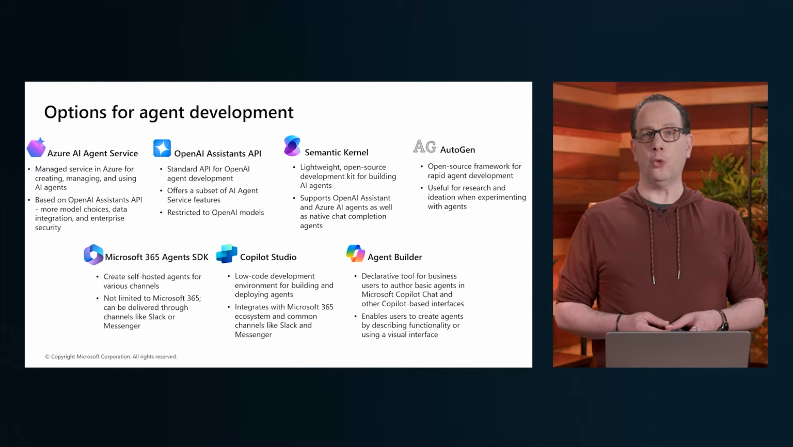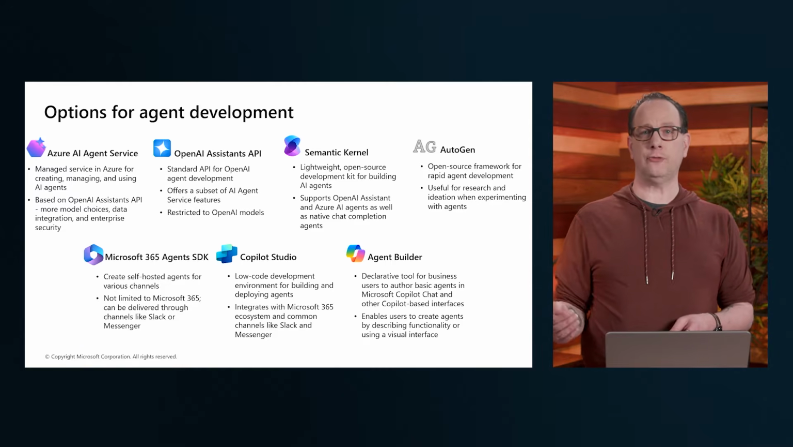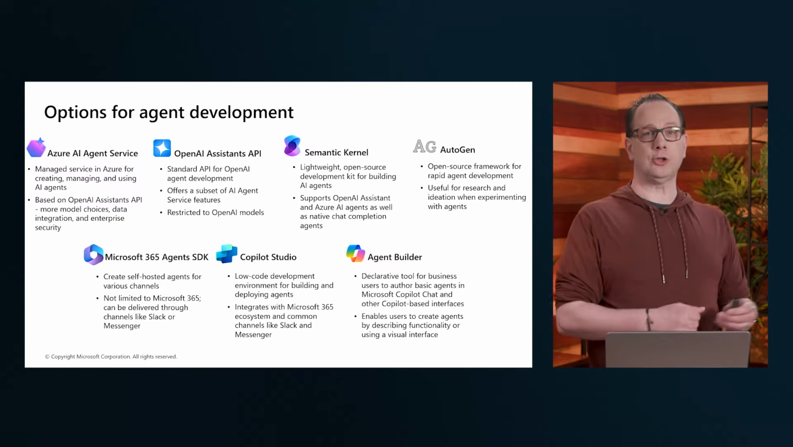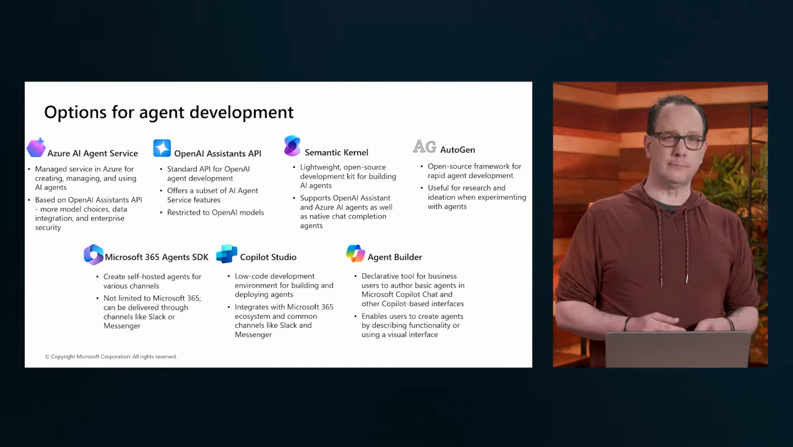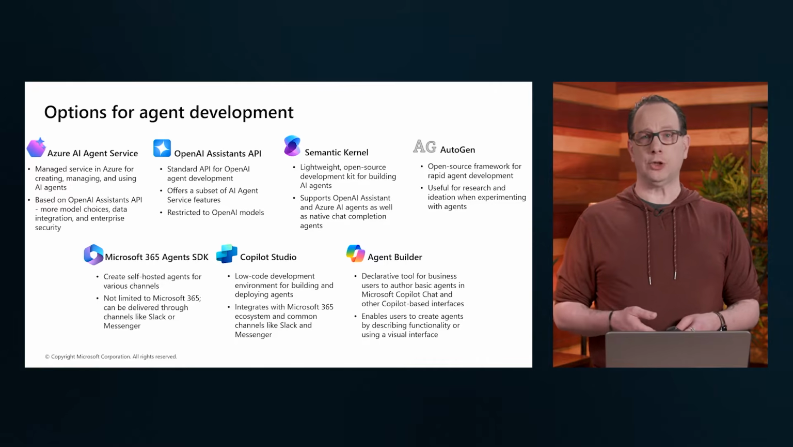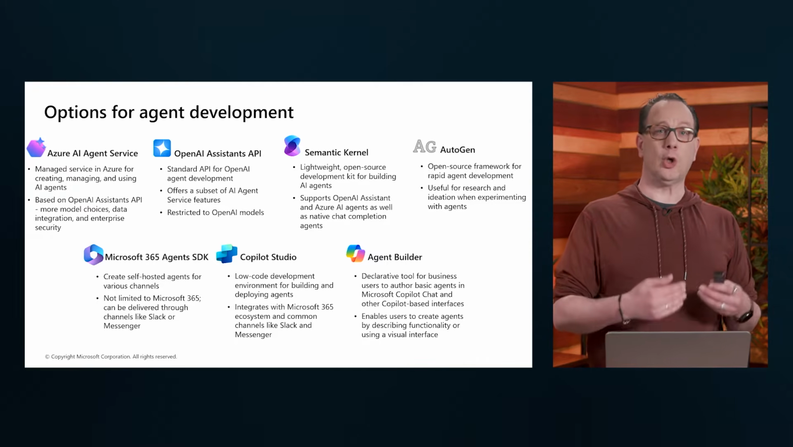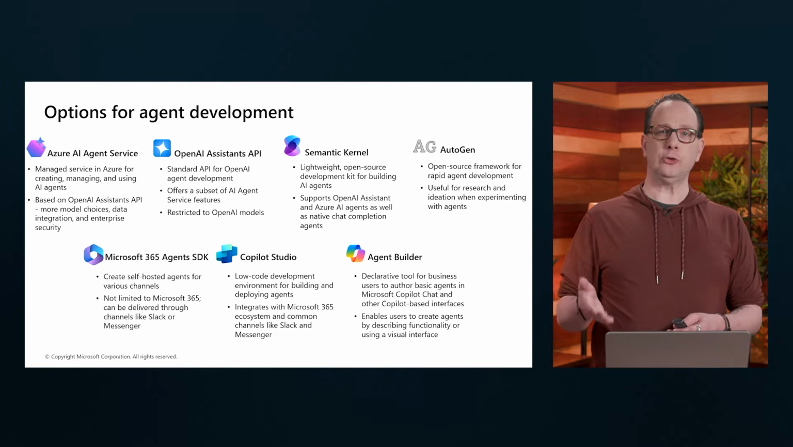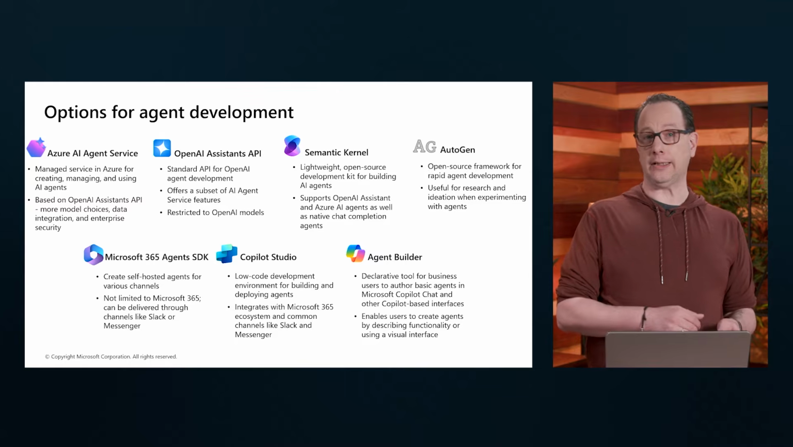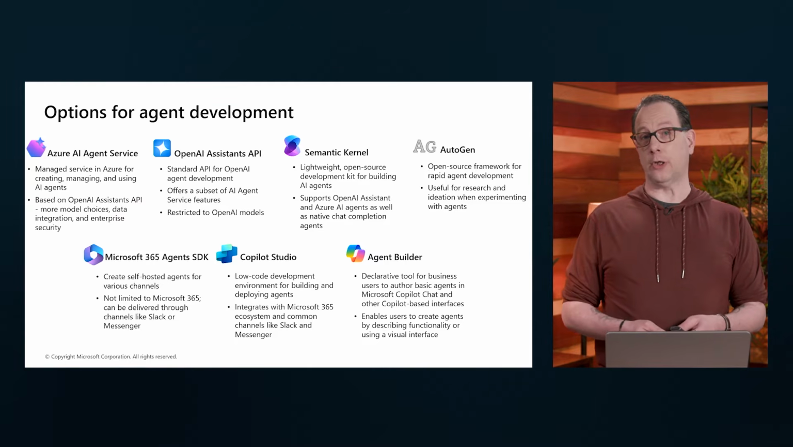Next to that, we have the OpenAI Assistants API. The OpenAI Assistants API provides a subset of the features already available in Azure AI Agent Service and can only be used with OpenAI models. From within Azure, you can technically use the Assistants API using the Azure OpenAI service, but I would personally recommend you to use Azure AI Agent Service in that case, as it provides more flexibility as well as greater functionality.